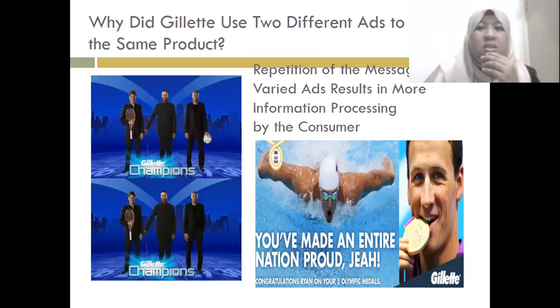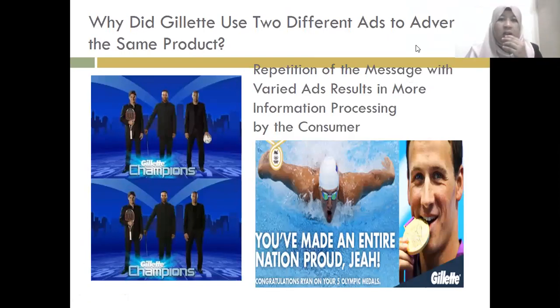This is also the advertisement why Gillette uses two different ads to advertise the same product. It's the same product, but they have two different ads, and repetition of the message with varied ads results in more information processing by the consumer. It shows something like champion here. He highlights the word champions, but if you realize they have two different ads. This one is for squash, this one for swimming. So using your product makes something like a champion is born there. Two different products, but this is good because this is what marketers want.